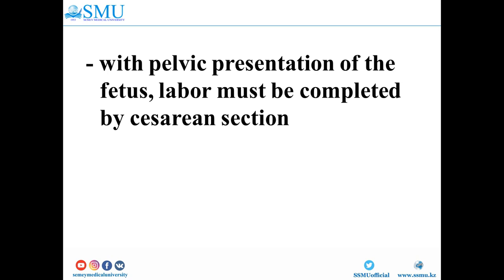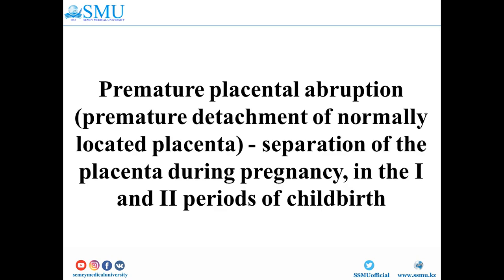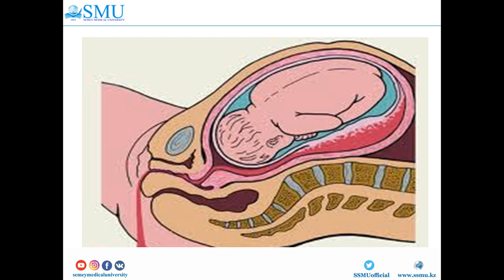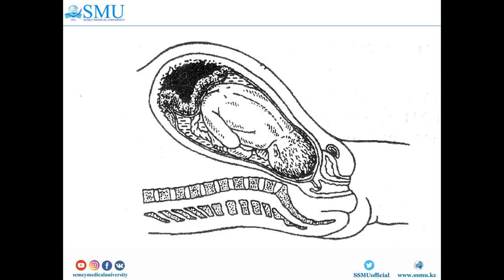Premature placental abruption, also called a premature detachment of a normally located placenta, is a separation of a placenta during pregnancy in the first and second periods of childbirth. Here you can see formation of retroplacental hematoma and bleeding while fetus is still inside the uterus. It can be caused by deficiency, inferiority of the vascular wall in the area of placental bed.